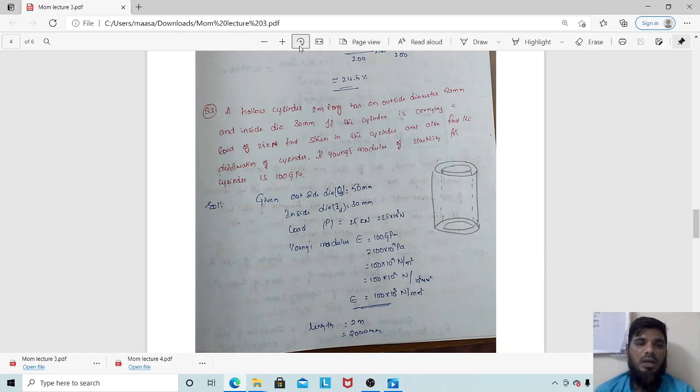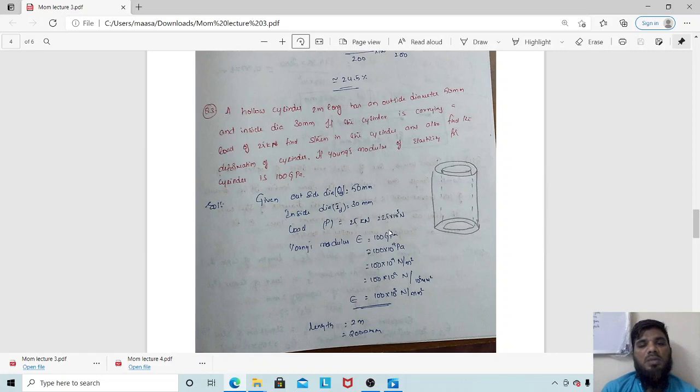So let us see how to take the given data first. The given diameter: first they have given the outside diameter. We write it as OD, outer diameter, equal to 50 mm. Inside diameter ID is equal to 30 mm. The load P is equal to 25 kilonewtons. Since it is kilo, we'll write it as 25 into 10 to the power of 3 newtons. Next is Young's modulus, E is equal to 100 gigapascals.